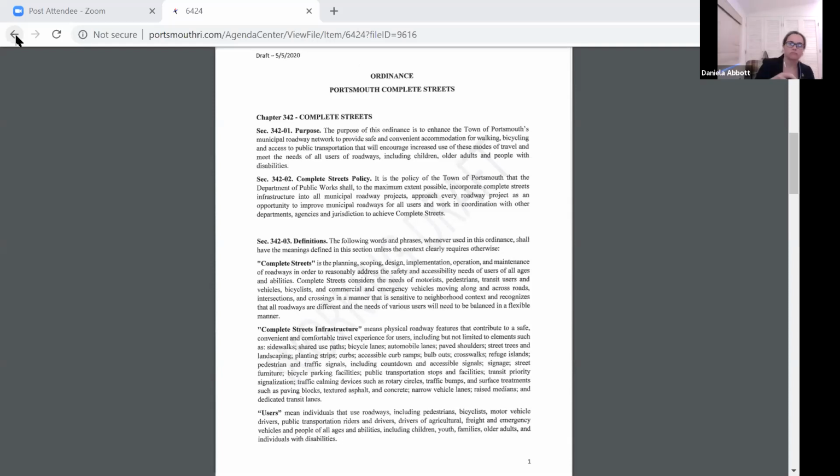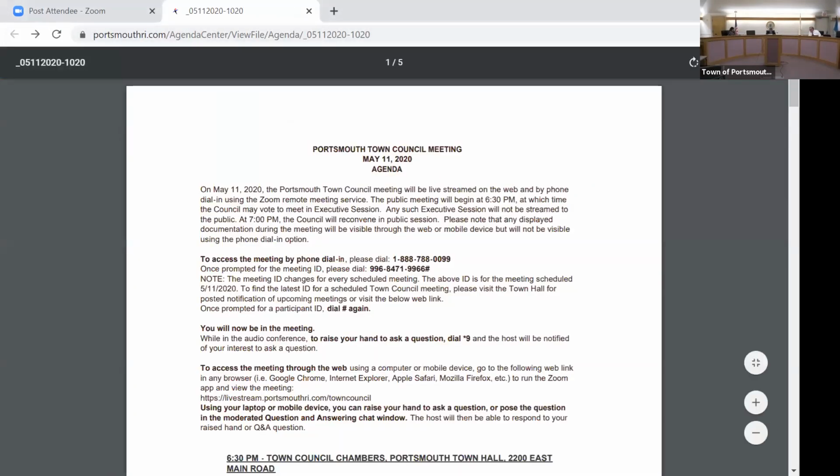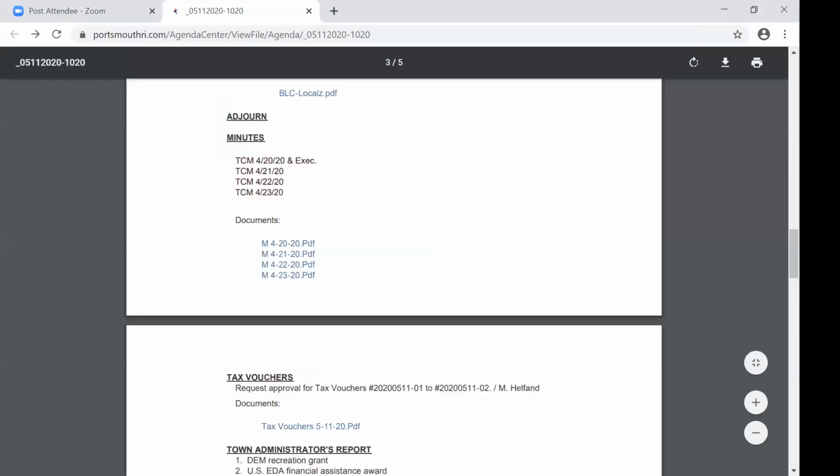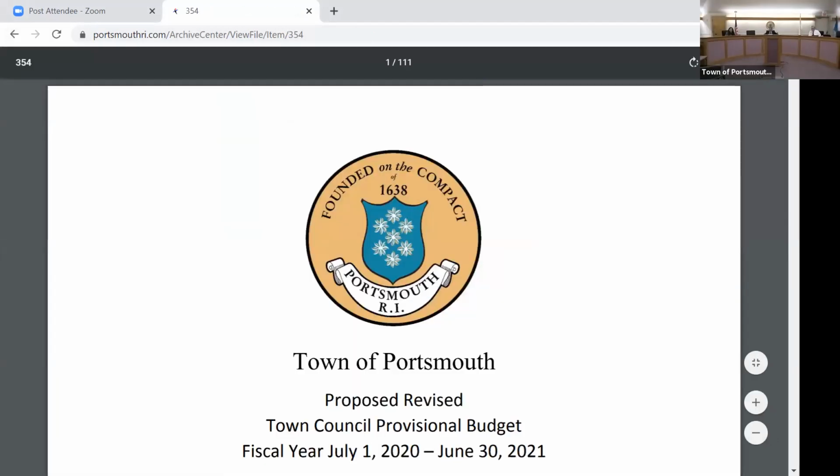Sounds good. Was there any more comments? There's no comments from. No. Okay. On to the next item under old business. It's proposed changes and revised provisional budget approval of the town of Workshop, buddy, we're workshop. It's a workshop. Since Mr. Crosby's looking for guidance from us. Hold on.